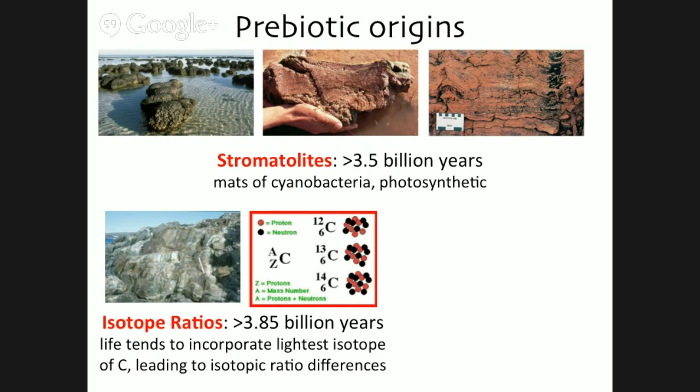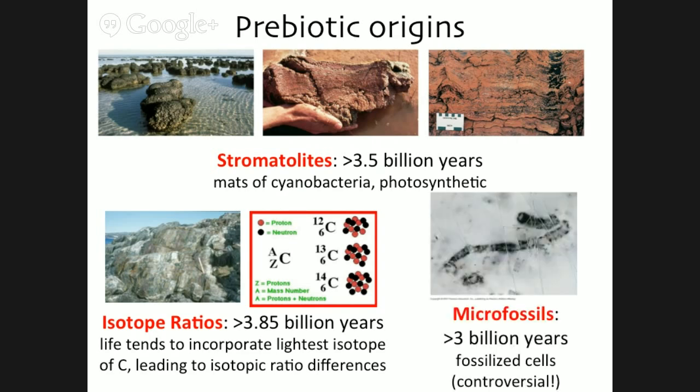And in some rocks, we find that there's a higher ratio of carbon-12 to carbon-14, which suggests that those rocks may have had life in them at some point early on. And those go back to about 3.9 billion years. And then there's more controversial evidence of early life forms in things called microfossils, right? Little structures that are left behind in rocks that could be up to 3 billion years old.